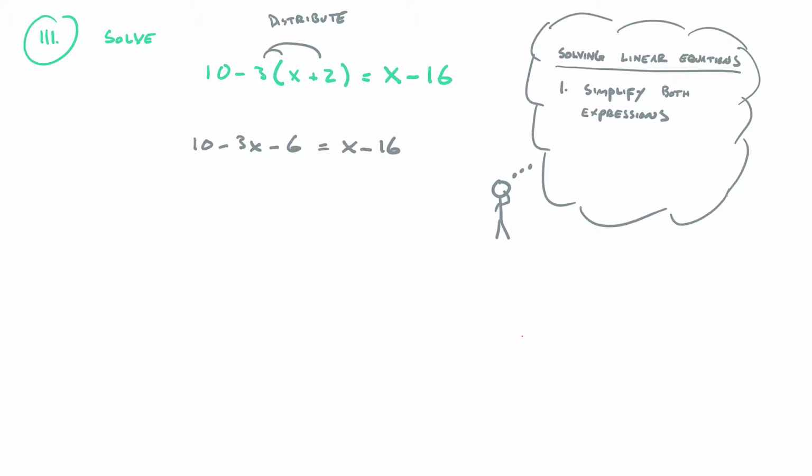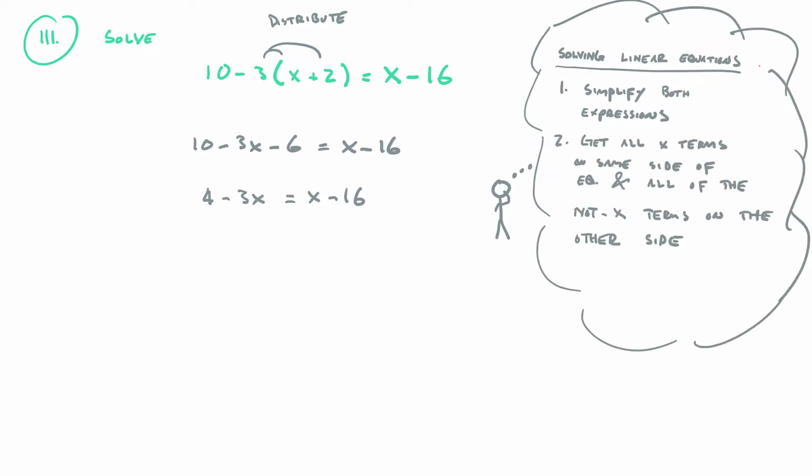But going back to the problem, when we distribute -3 to x, we get -3x. And then when you do -3 distributed to 2, you get -6. Okay? At this point, I'm going to combine some like terms. So we've got 10 and -6. Those are like terms on the left-hand side. So we get 4, because 10 minus 6 is 4. So we have 4 minus 3x is equal to x minus 16. Okay? And then now we're done with this first step, right? We simplified both expressions.